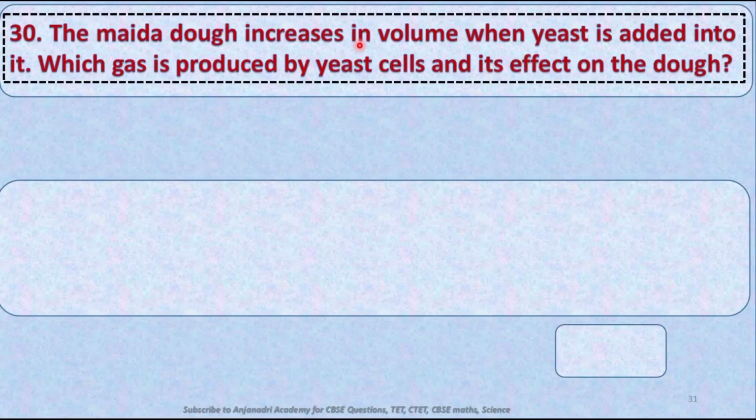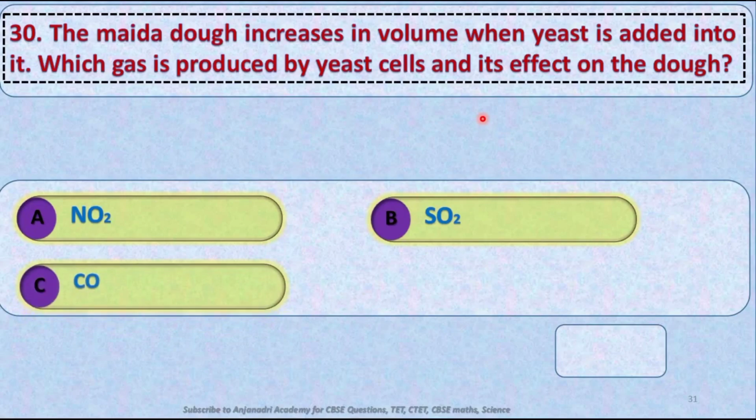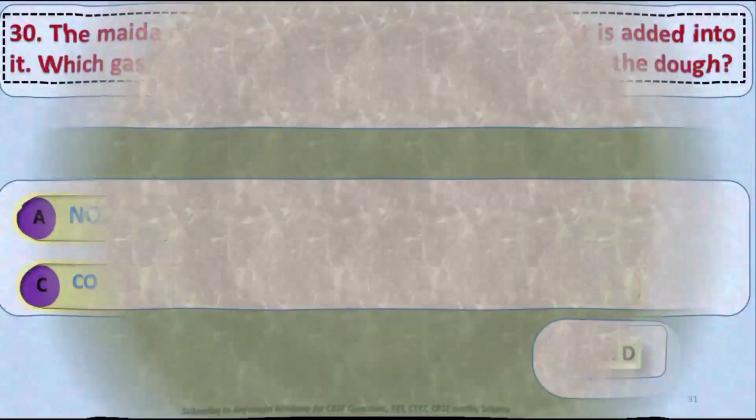The maida dough increases in volume when yeast is added into it. Which gas is produced by yeast cells and its effect on the dough? The options are nitrogen dioxide, sulfur dioxide, carbon monoxide, carbon dioxide. The answer is carbon dioxide. During their cellular respiration, yeast release carbon dioxide.